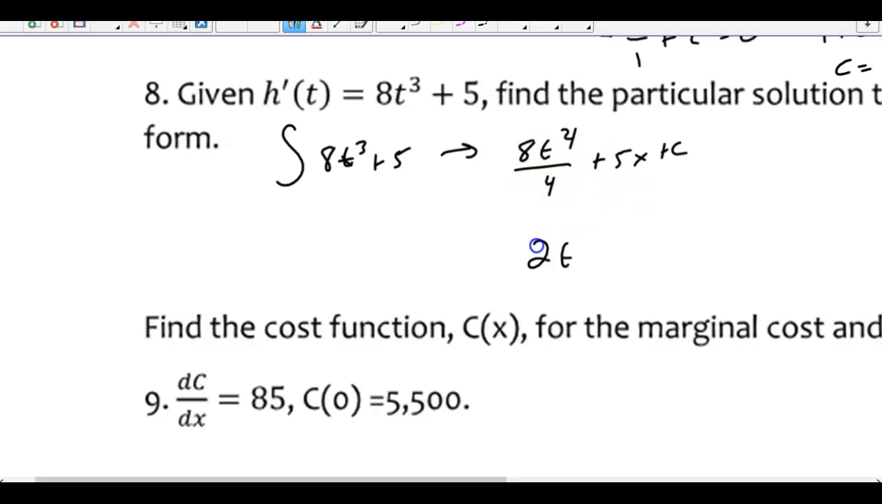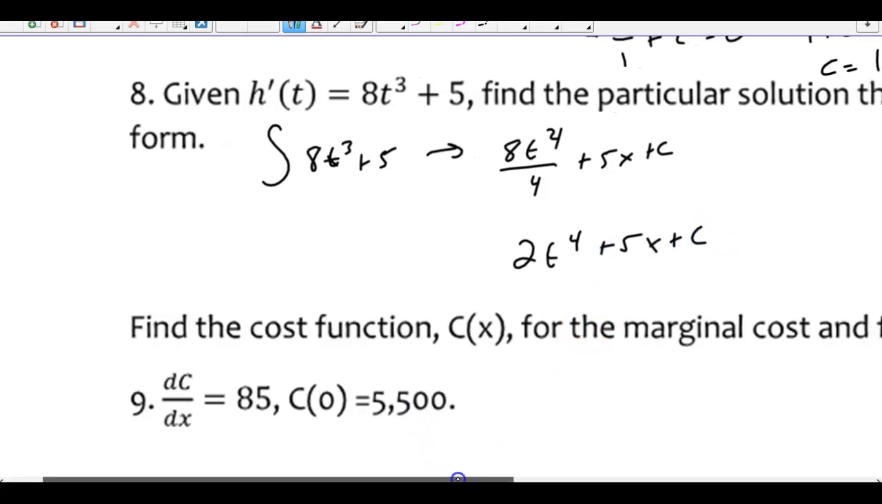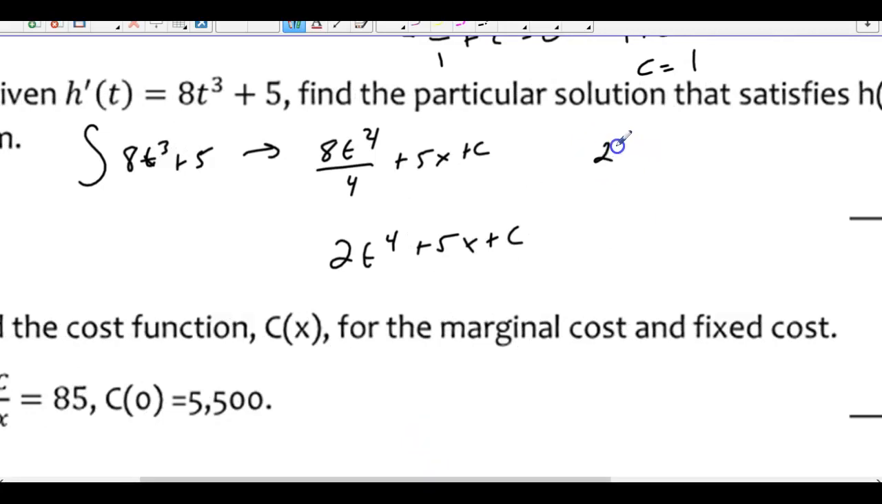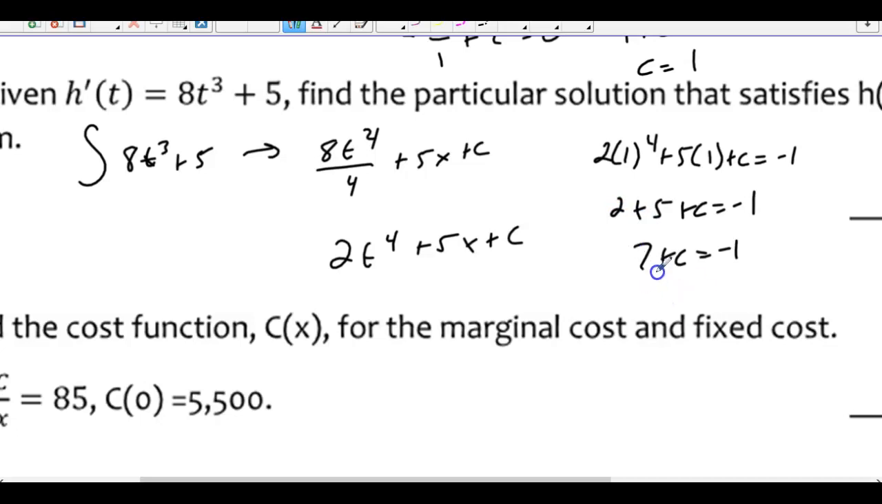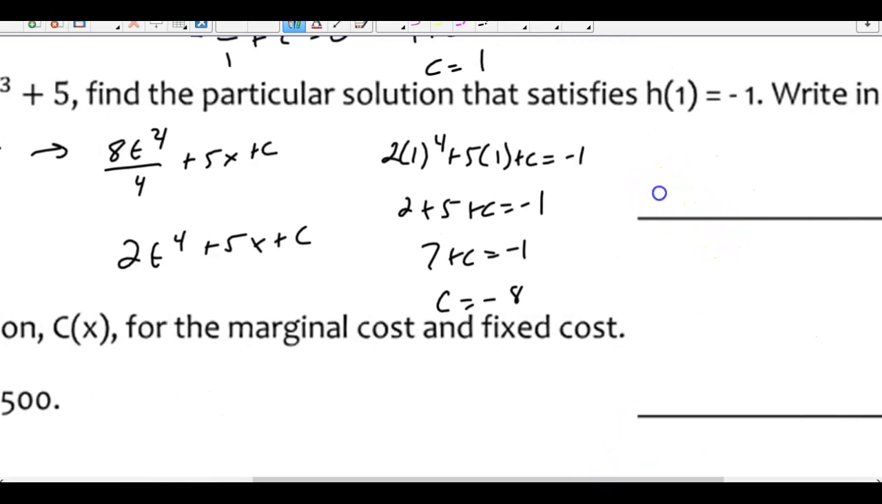Which we can convert to 2t to the fourth plus 5x plus c. Anywhere we plug in x, well, x is 1, or t. So 2 times 1 to the fourth plus 5 times 1 plus c, and that equals negative 1. So that's 1 times 2 is 2, plus 5 plus c equals negative 1. That's 7 plus c equals negative 1. Subtract that over, c is negative 8. So now we write our final equation, which is 2t to the fourth plus 5t minus 8.